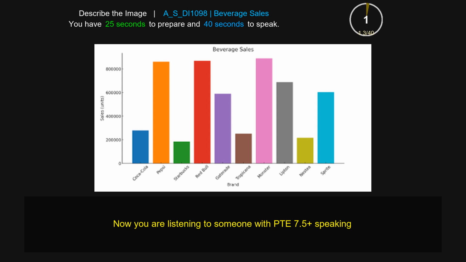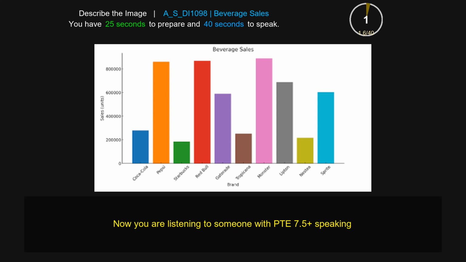This given bar graph gives information about beverage sales. There are many elements in this bar graph. From this bar graph, I can say that the highest value is Monster and Pepsi, which is indicated by 8,100. Now the second highest value is Red Bull and Coca-Cola, which is indicated by 4,100. If we talk about the lowest value, that is Nestle, Sprite, Monster, and Red Bull. In conclusion, there are some colors in this bar graph such as red, black, blue, yellow, and many more. In conclusion, this bar graph is very informative and knowledgeable.